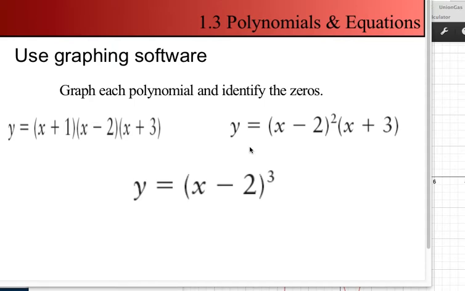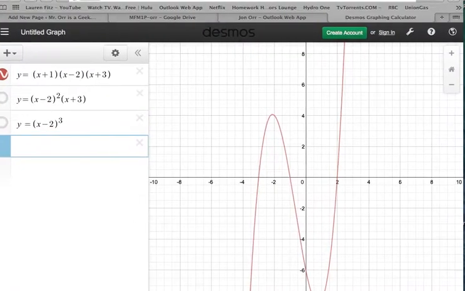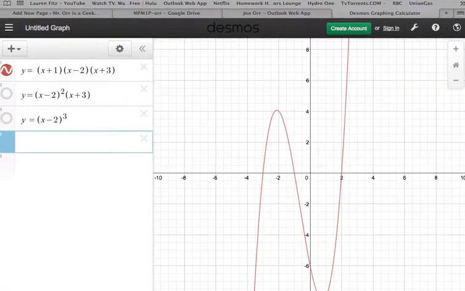Okay, you just graphed these three polynomials on Desmos, and you needed to identify the location of the zeros, the x-intercepts. So let's go check it out. The first one is graphed in red. So we're looking at this, and it's right up here. We've got x plus 1, x minus 2, x plus 3.